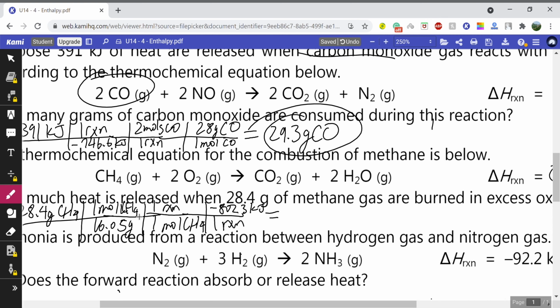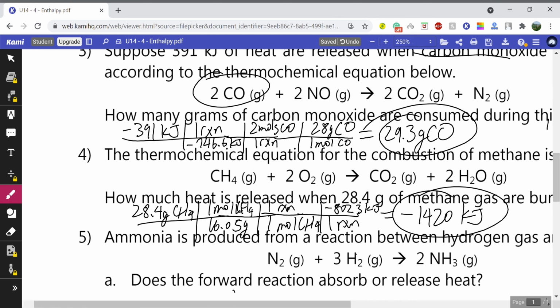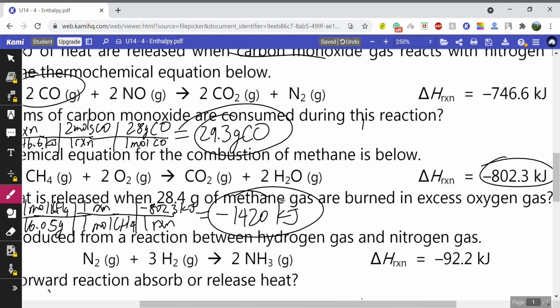We get negative 1419.142, about negative 1420 kJ of heat. And this will be also known as 1420 kJ released. Either one of these answers will be correct, but I prefer to go with the negative one.